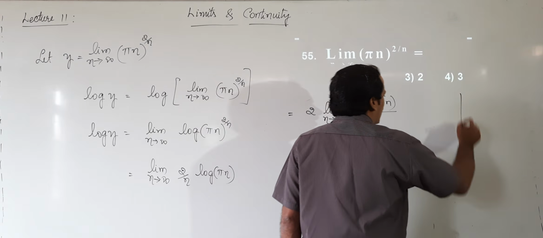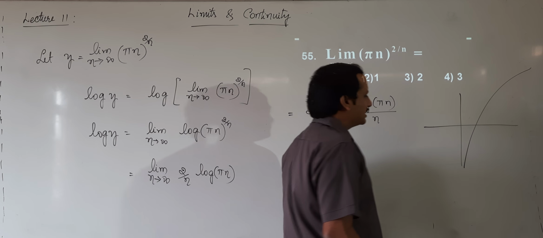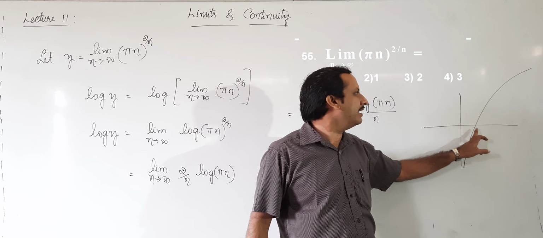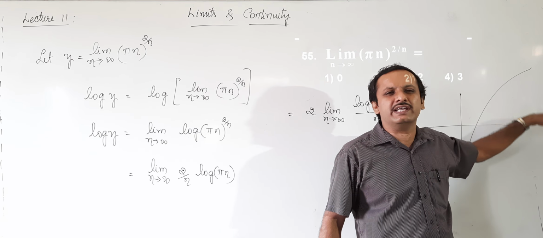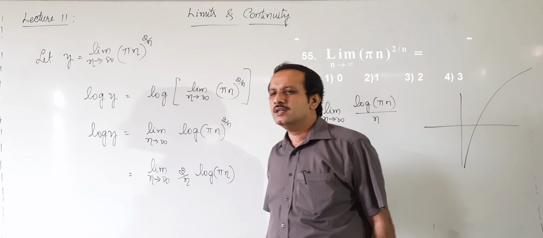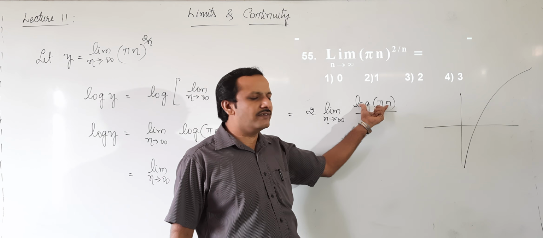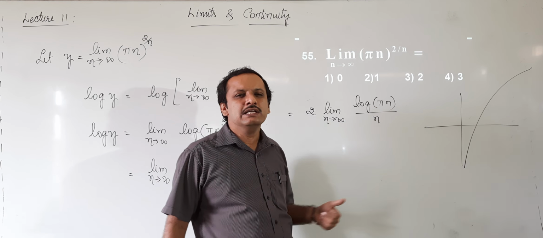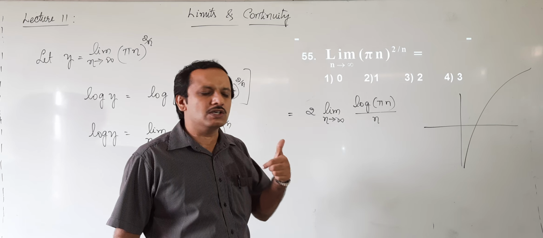You know the graph of log x. This is a graph of log x. See, observe at x equal to 1, it is 0. Log 1 is 0, and as x increases, the value of log x also increases. By the time x reaches infinity, log x will also reach infinity. So as x tends to infinity, log x tends to infinity. So this will become infinity, and the denominator will also become infinity. So this is of the form infinity by infinity. If it is of the form infinity by infinity, then what can we do? We can use L'Hospital's rule.